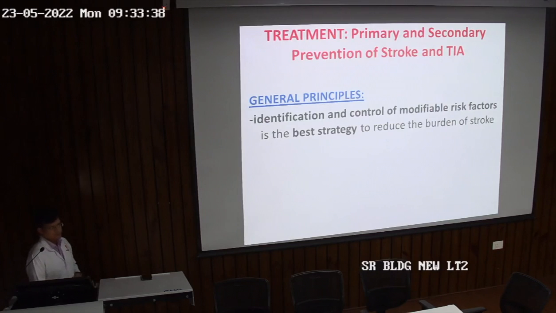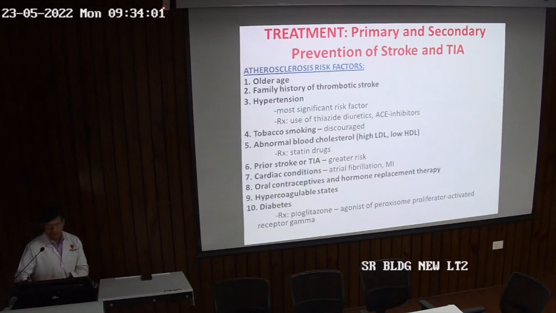So the first principle of the primary and secondary prevention is to control the modifiable risk factors. Any risk factor can be a modifiable risk factor, like hypertension, diabetes, dyslipidemia, or it can be non-modifiable risk factors like race, age, or sex. So we can control only the modifiable risk factors, but we cannot control the non-modifiable risk factors.